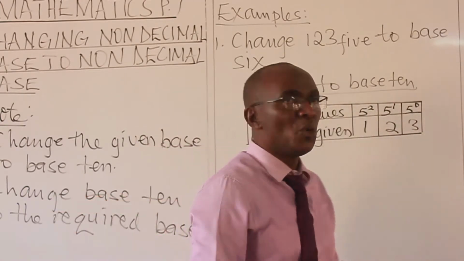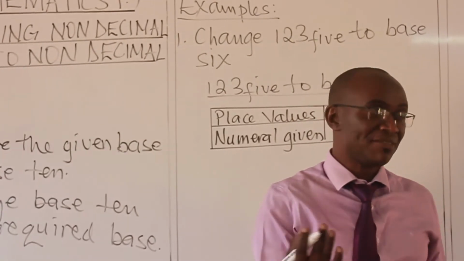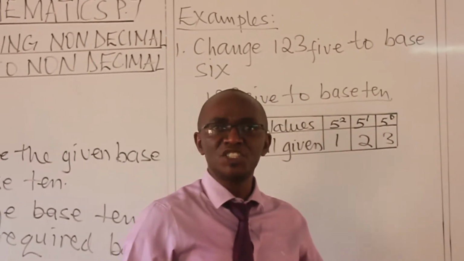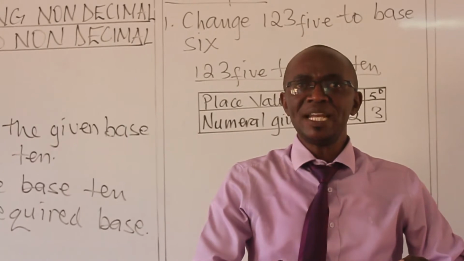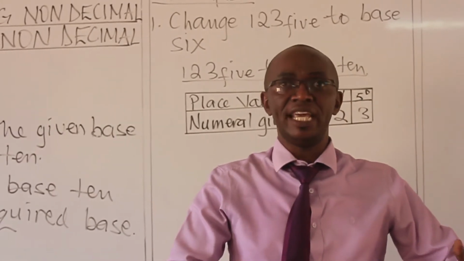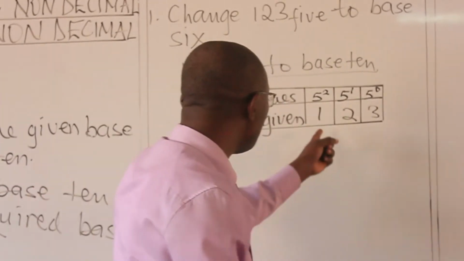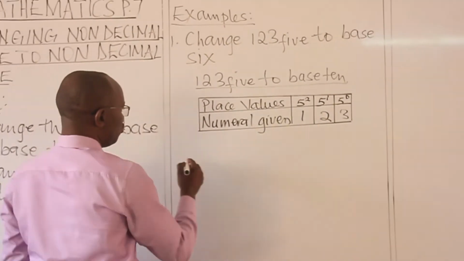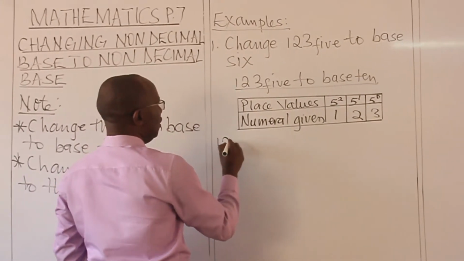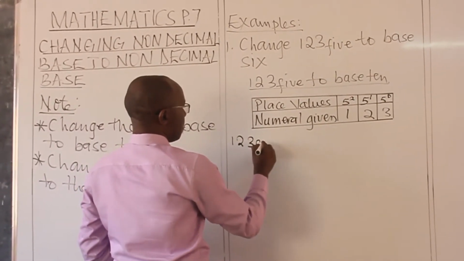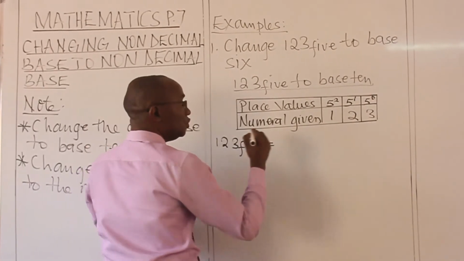So now we are going to expand. You must have learned expansion. To expand, in mathematics, is to make something a little longer. So now let us make this a little longer. So we are going to expand. That is, 123 base 5 is equal to, now we expand.